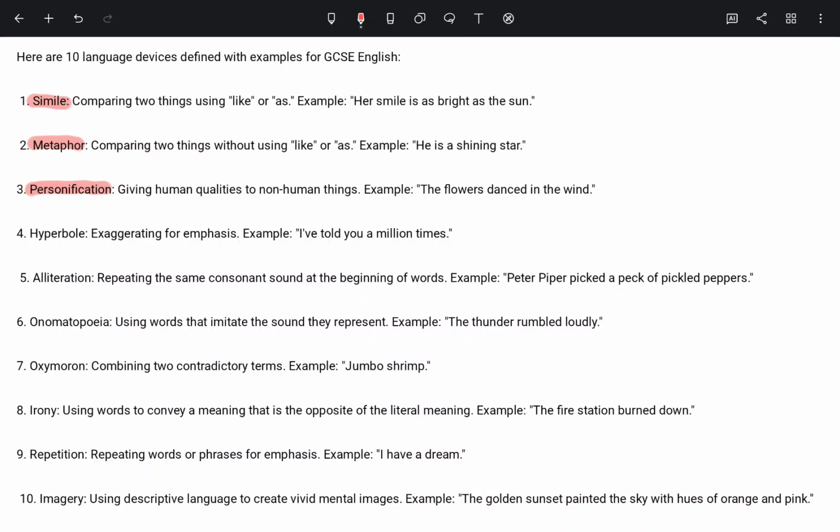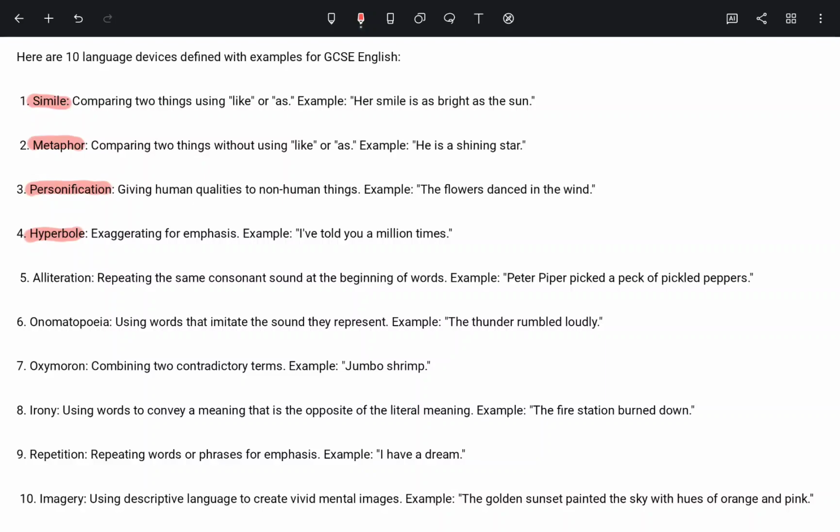Number four is the use of hyperbole, or hyperbole, which is exaggerating for emphasis. So for example, I've told you a million times. Now, the person hasn't told them a million times in the literal sense, but it's a form of exaggeration to emphasize something that you've told someone so many times, it feels as if you said it a million times.